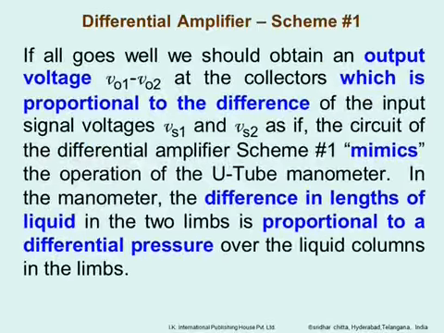If all goes well, we should obtain an output voltage V output 1 minus V output 2 at the collectors proportional to the difference of the input signal voltages Vs1 and Vs2, as if the circuit of the differential amplifier scheme 1 mimics the operation of the U-Tube Manometer. In the manometer, the difference in lengths of liquid in the two limbs is proportional to a differential pressure over the liquid column in the limbs.